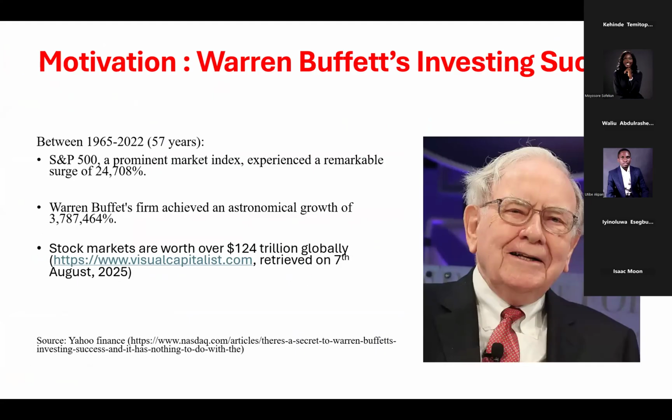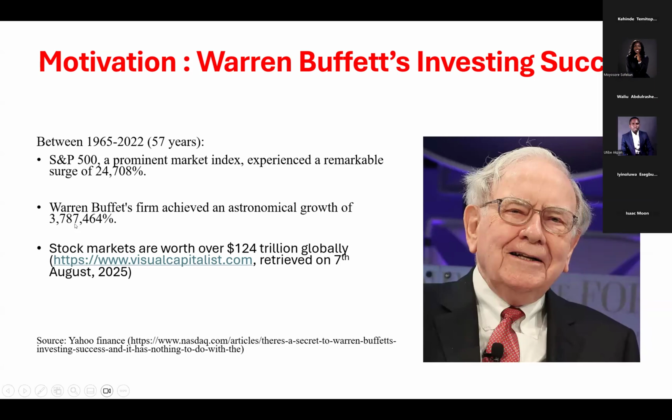The motivation behind this study is one of the richest men on the planet, Warren Buffett. Within his span of 57 years, the S&P 500, a major stock index in the US, made a return of 24,708%. And within the same period, Warren Buffett made a return of 3,787,464%. You can see how one can make a great fortune from the stock market. So if someone can make this kind of return in 57 years, you can never be poor again in life. You can get these statistics from the attached web link.